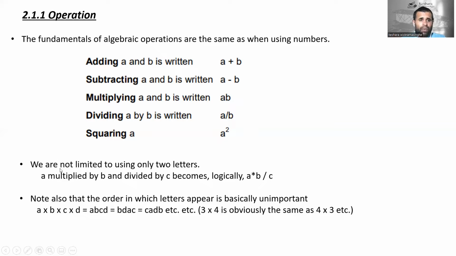We are not limited to using only two letters. For example, multiplying A by B and dividing by C becomes A times B divided by C. So we can include three letters also. Note also that the order in which letters appear is basically unimportant. For example, A times B times C times D can be ordered as B, D, A, C or C, A, B, D. Just as 3 times 4 is obviously the same as 4 times 3. So it means we don't care about the order.